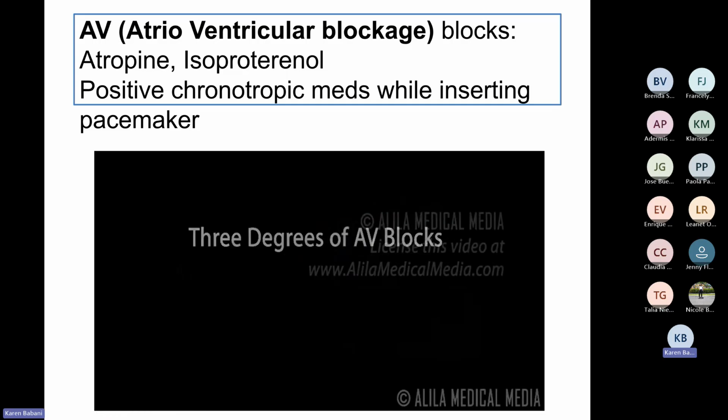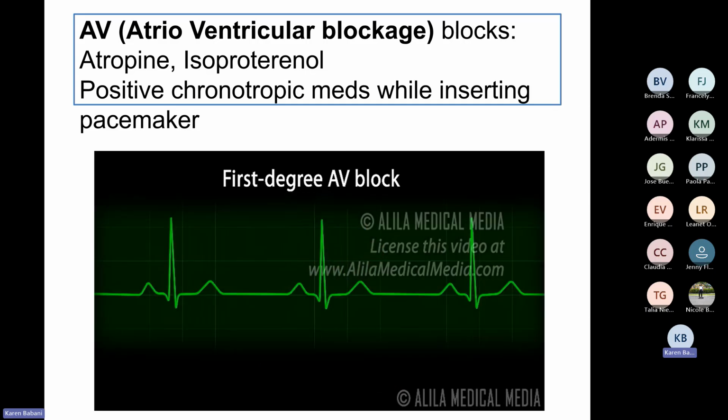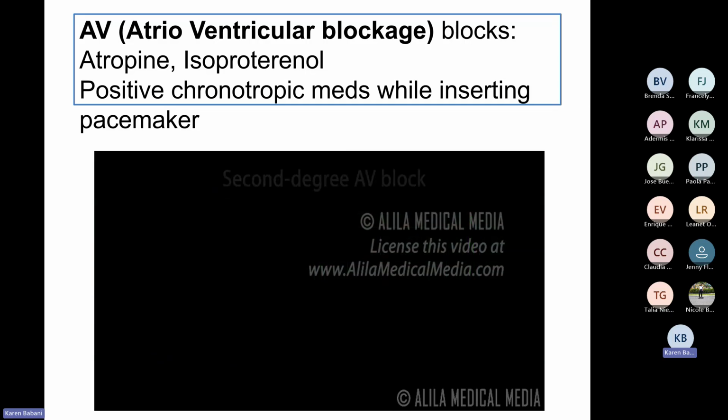There are 3 degrees of AV block. First degree AV block, the electrical signals are slowed as they pass from the SA node to the AV node, but all of them eventually reach the ventricle. On an ECG, this is characterized by a longer PR interval of more than 5 small squares. First degree AV blocks rarely cause symptoms or problems and generally do not require treatment.